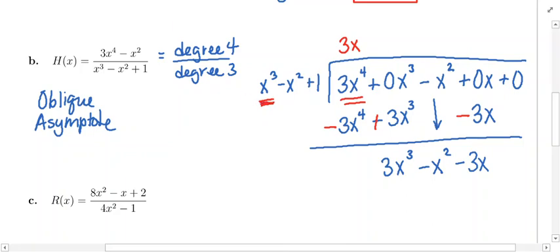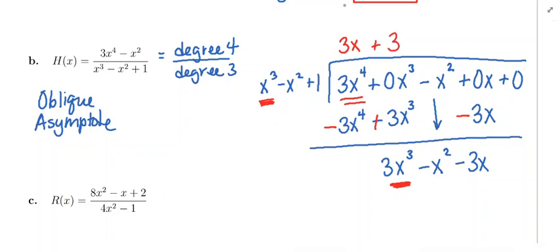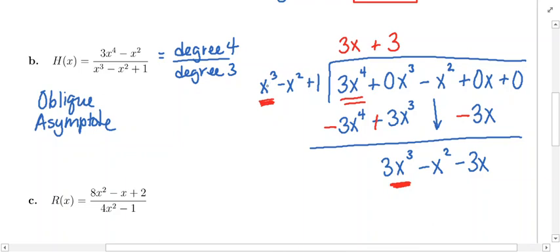What do I need to multiply x cubed by to get 3x cubed? I need to multiply by positive 3. We're going to do the same thing. We've got to take the 3 and multiply it through x cubed minus x squared plus 1. So 3 times x cubed is 3x cubed. And then 3 times negative x squared is going to be negative 3x squared. And then 1 times 3 is going to be 3. I'll put that over here in the numbers column.